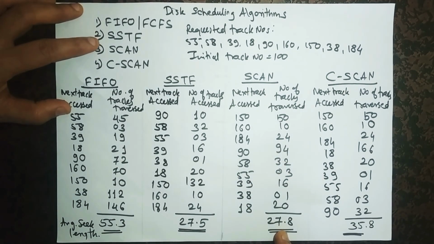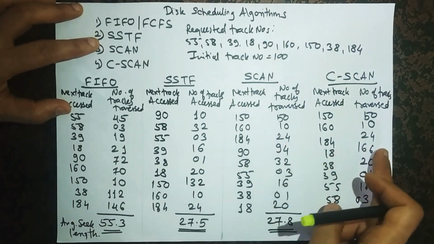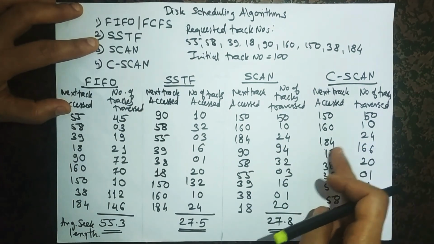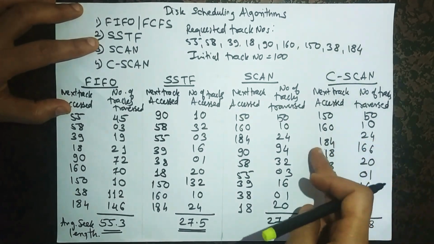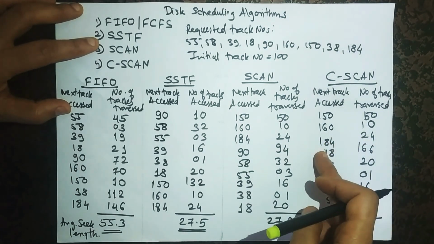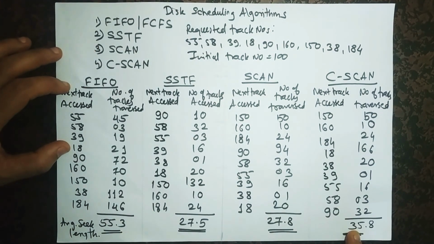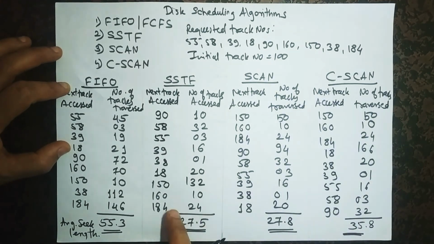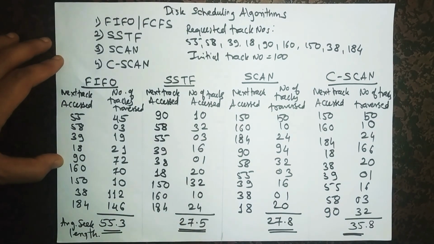but still we get a good seek length in the scan. Considering the C-scan, which is somewhat different from the scan, we are going to the minimum from 184 to 18 and then again in increasing direction. So here we get the maximum number of tracks to traverse. So it is again giving a very large value of seek length. Considering all four algorithms, we can compare that SSTF is good considering the average seek length and average seek time. Let us see the graphical representation of all four algorithms.